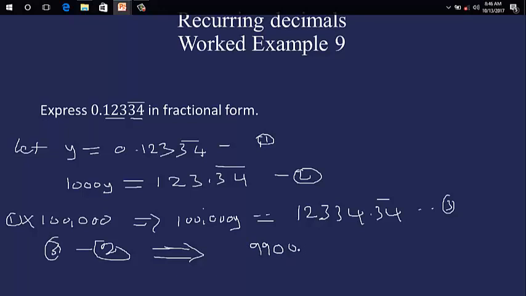99000y is equal to 12211. So our y will now be equal to 12211 over 99000. So that is this in the fractional form.